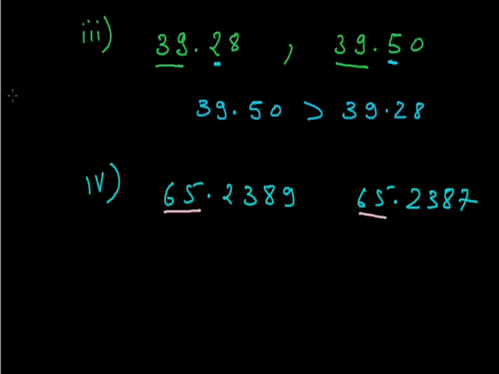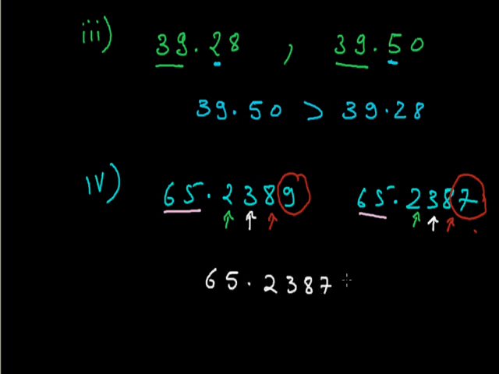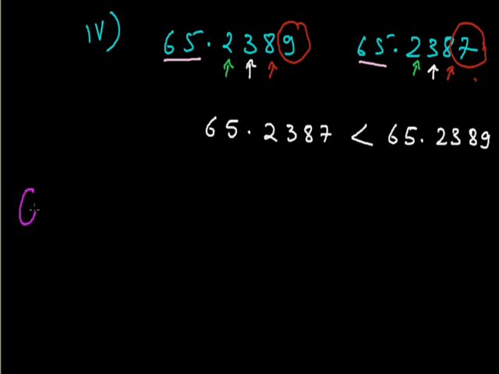Here the first digit is 2, and here the first digit is also 2. Next digit is 3 here, and next digit here is 3. Again we have the same numbers. Now we come to the third digit. Here it is 8 and here it is also 8. Now we come to the last digit, that is 9 here, and here it is 7. And since 7 is less than 9, we can say that 65.2387 is less than 65.2389.